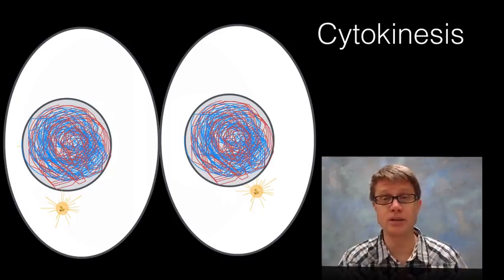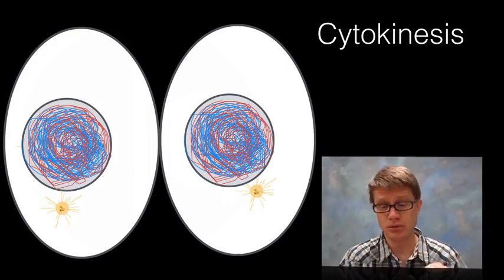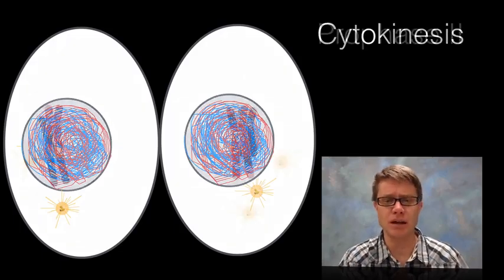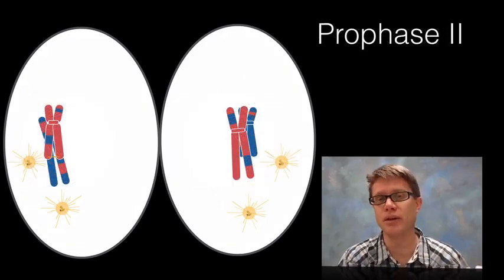We've gone through prophase, where we saw that synapsis. We went through metaphase, where we had that independent orientation. And now we've divided the nuclei into each of those cells. But we're not done yet. So what's going to happen next is we're going to go through prophase 2.